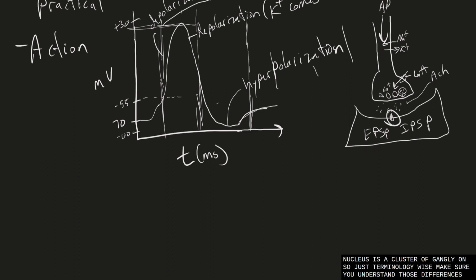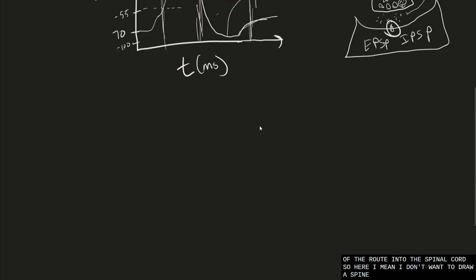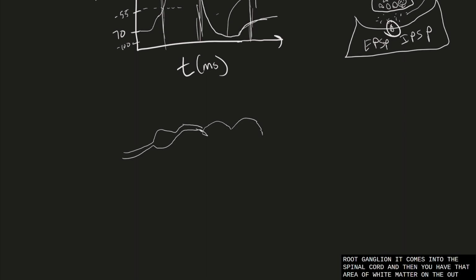And then understand the structure of the root into the spinal cord. Here, I don't want to draw a spinal cord, but remember, you have that nerve coming in. You have that one that has a bulge. That's the dorsal root ganglion. It comes into the spinal cord, and then you have that area of white matter on the outside. Let me draw a horrible spinal cord here. And here is the little central canal. And then here, oh, look, we can draw gray matter. Let's draw gray matter in here.